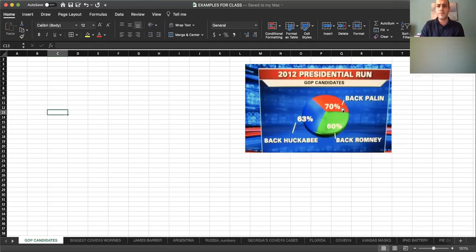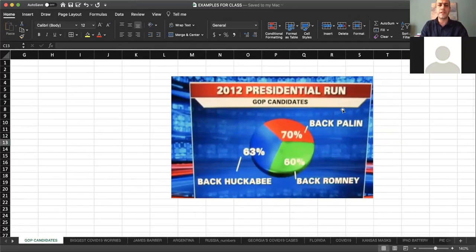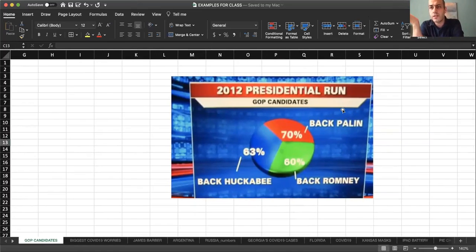I want to start with this example, and I will show you many different examples today. The question is, what kind of chart is this? This is obviously a pie chart. Pie charts are charts in a circle showing the categories of answers, what percentage of people answered what, using frequencies or percentages. In this particular pie chart, the question is who are you going to support in the 2012 presidential elections, among the Republican candidates. Are you going to support Palin, Romney, or Huckabee? So can you already see what's wrong with this pie chart?